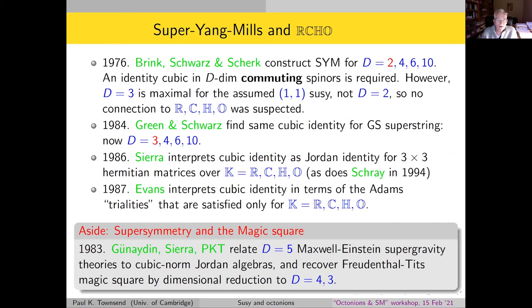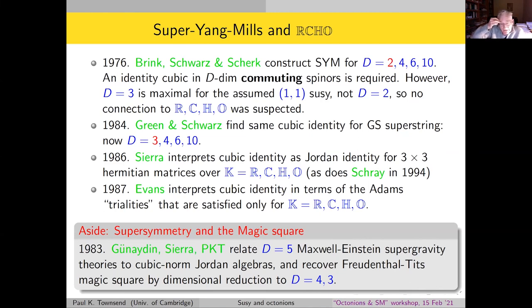I should also remark, mainly because it has absolutely nothing to do with this talk, that supersymmetry and the norm division algebras enter in various other ways. And one of them is via the magic square, if one starts to look at supergravity theories.